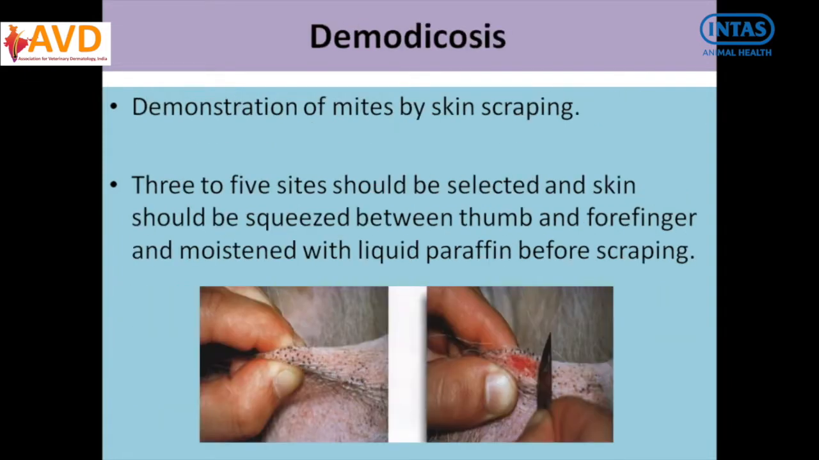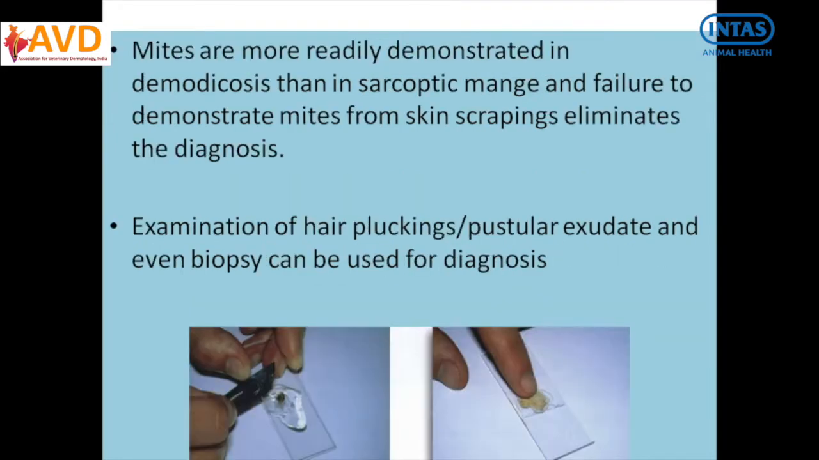Now another most common condition is demodicosis and demonstration of mites by skin scrapings. So here the number of sites should be more when compared to sarcoptic mange. 3 to 5 sites at least should be selected, and the skin should be squeezed between the thumb and the forefinger, and the area should be moistened with the liquid paraffin before scraping. So there's a slight difference. In sarcoptic mange, you can directly go for ear edges or bony prominences, but in demodectic mange, at least 3 to 5 sites you have to scrape. That too deep scrapings till the capillary bleeding you have to do, and then you have to examine the scrapings.